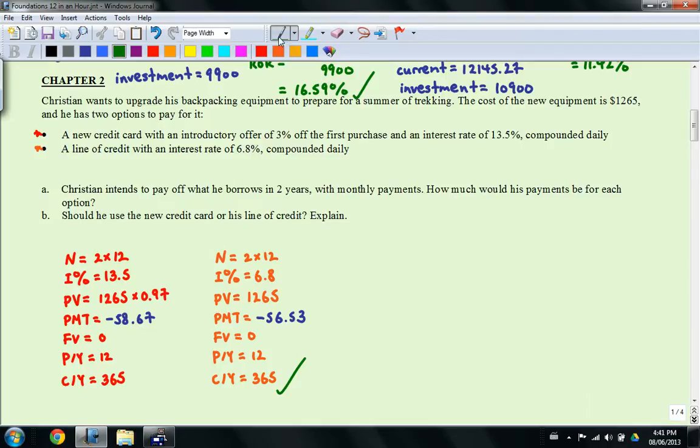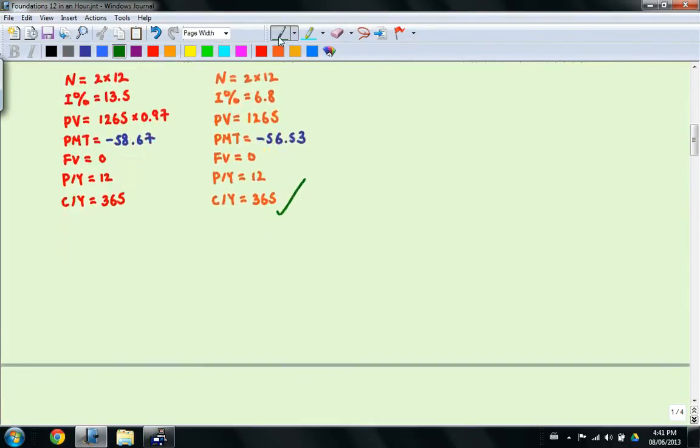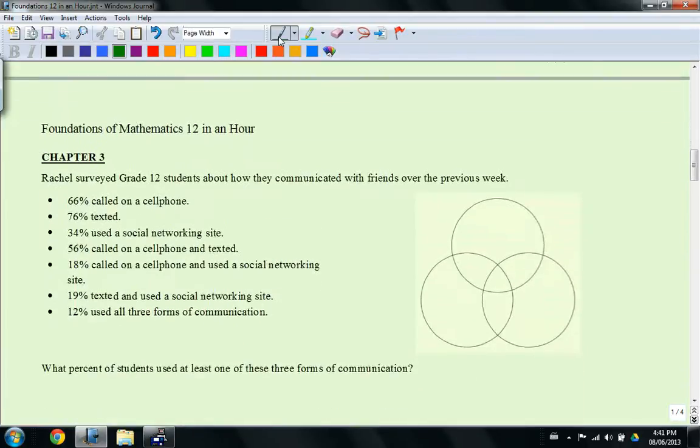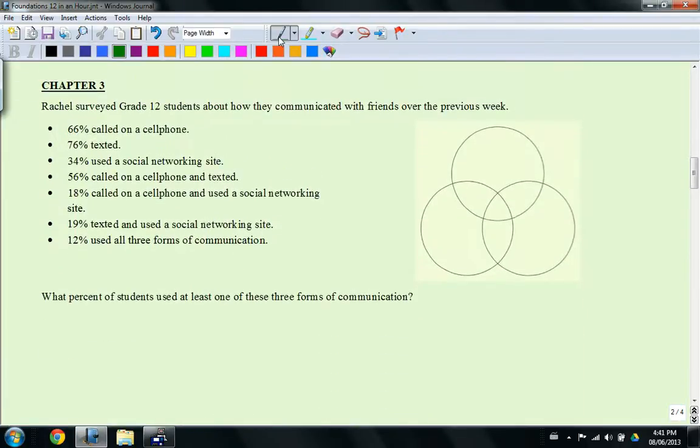So let's move on to chapter 3. And as you can see here, it's going to be a Venn diagram question. I'm not going to read over all this here. You can read it on your own. But what you're supposed to do is try to fill out the numbers from the inside out, and then figure out what percent of students use at least one of these 3 forms of communication.